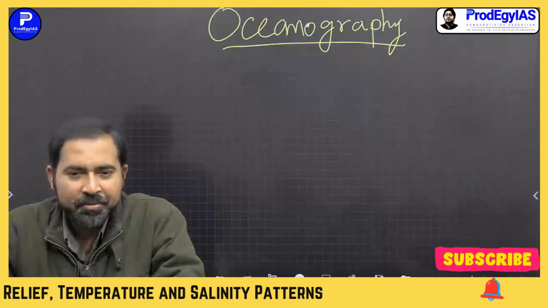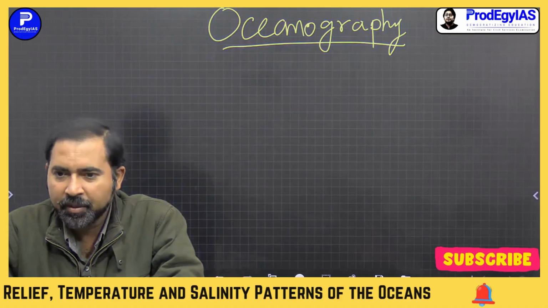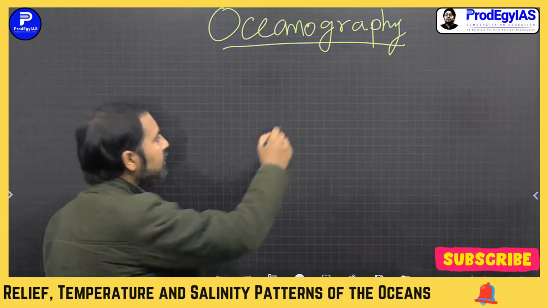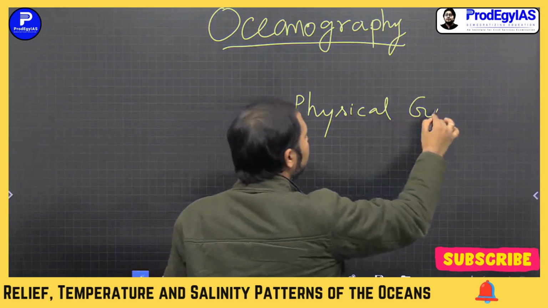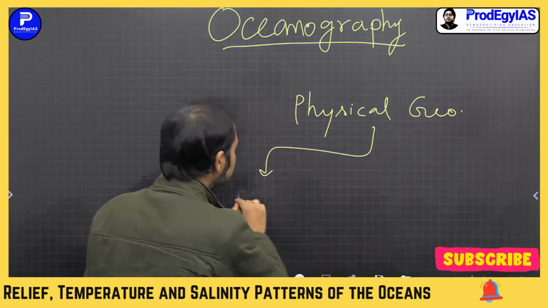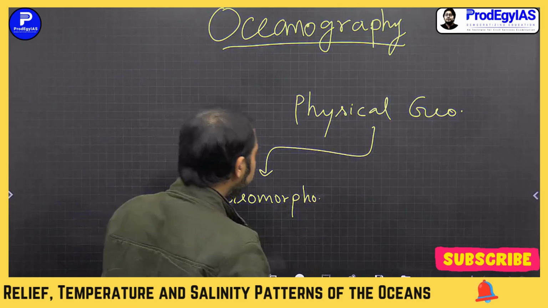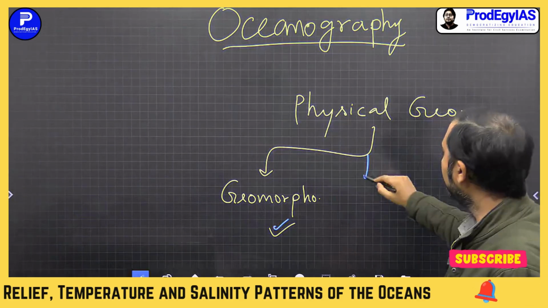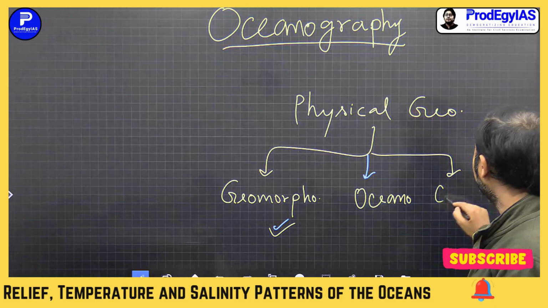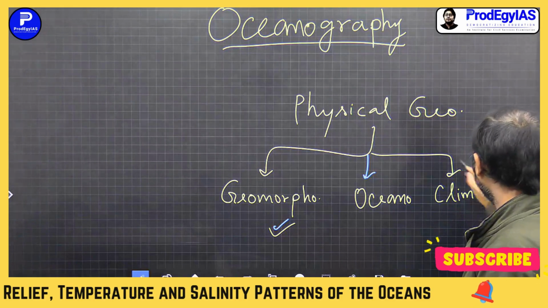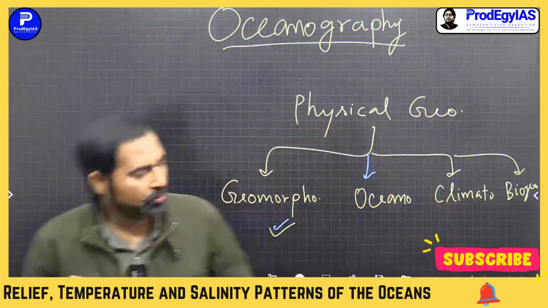Today we are going to begin with a new segment, that is oceanography. There are 4 parts of physical geography. One is geomorphology. We have completed this part. Now oceanography, then we will do climatology, then biogeography, right?